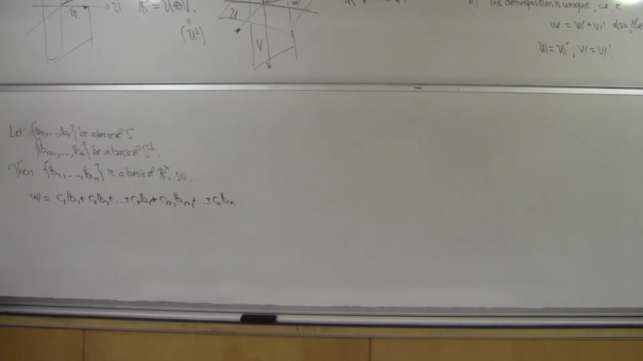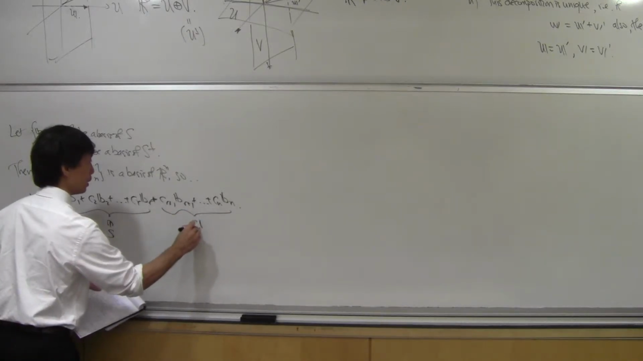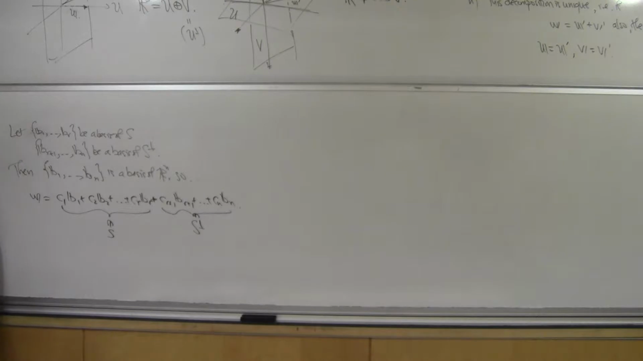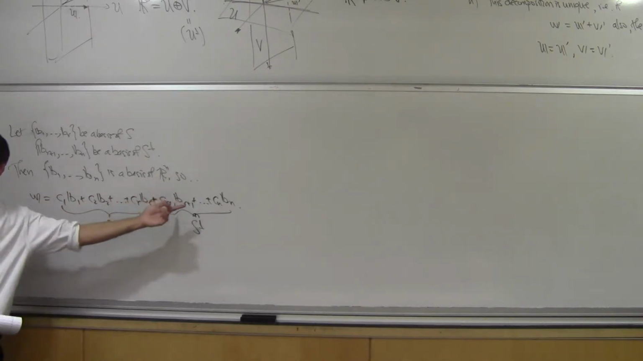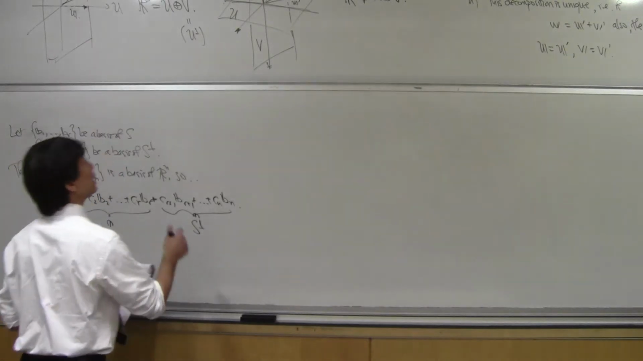And you say, well, look, this is something in S, and this thing is in S perp. So yeah, W can be expressed as something in S plus something in S perp. Okay, so that first part is done. This will be your U and that will be your V. Everybody in Rn can be expressed as this sort of sum. Okay, so that's part one.